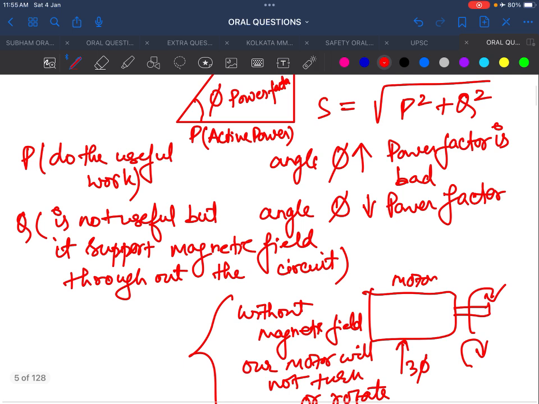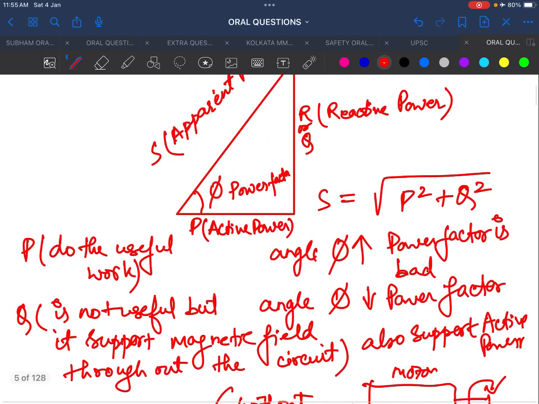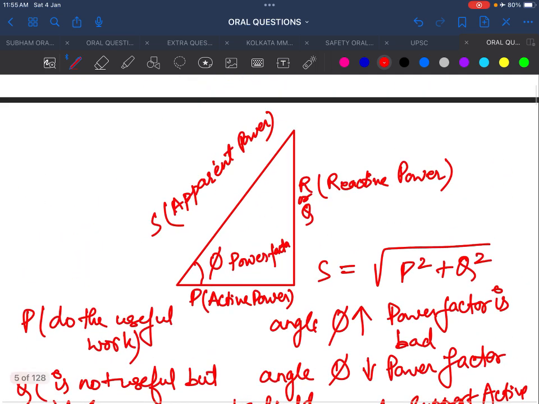So Q, now you can understand it basically. It is not useful by itself, but it supports the active power through the magnetic field. Now you can understand what reactive power is and what active power is. If this angle is more and more, the reactive power taken is more. It means the machinery is taking more reactive power. If phi is high, then the reactive power is also high.